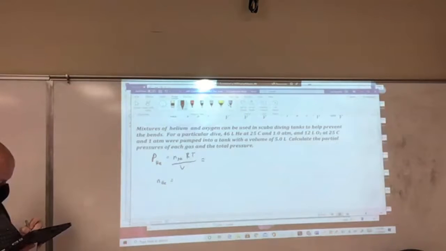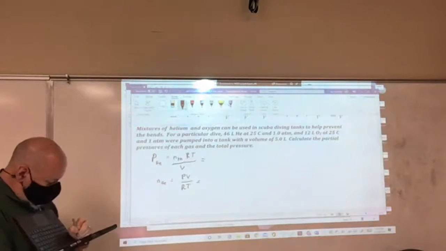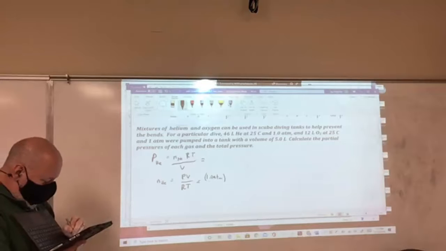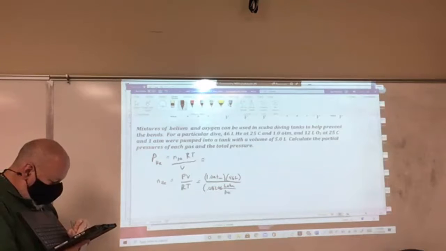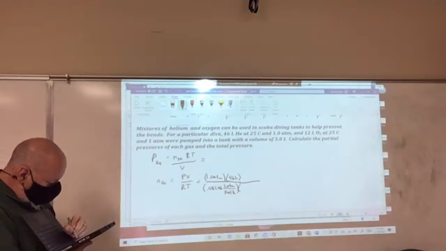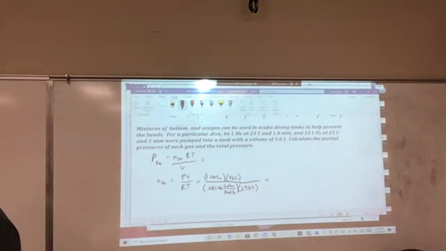Remember, PV equals nRT, so n is going to equal PV over RT. And so my pressure in this case is 1 atmosphere, and I've got 46 liters, and I've got 0.08206 liter atmospheres per mole Kelvin, and I've got a temperature of 25 degrees there, which is 298. So I'm going to have to figure out how many moles of helium I have.